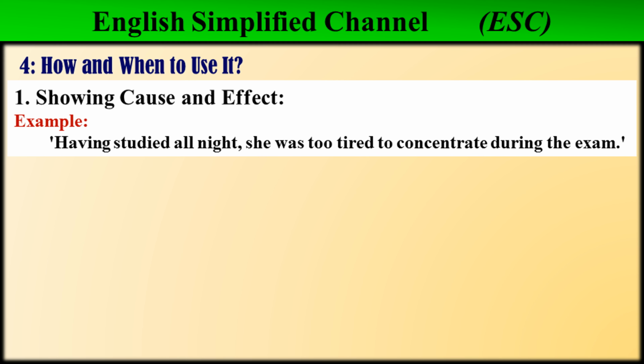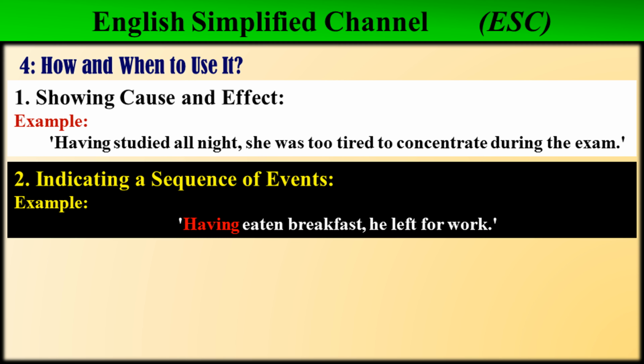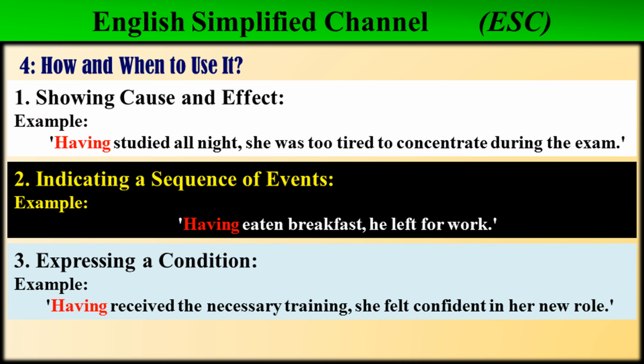Example: having studied all night, she was too tired to concentrate during the exam. 2. Indicating a sequence of events. Example: having eaten breakfast, he left for work. 3. Expressing a condition. Example: having received the necessary training, she felt confident in her new role. Notice how the having clause gives us background information before introducing the main idea.